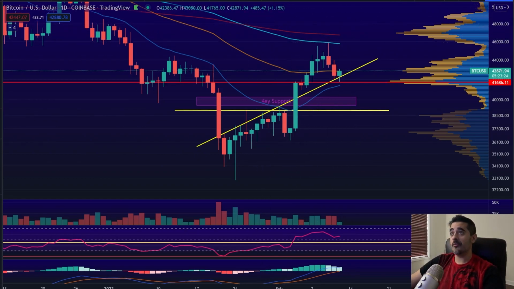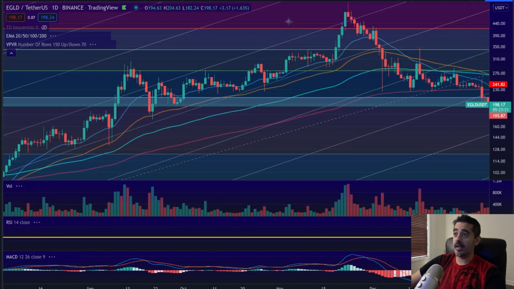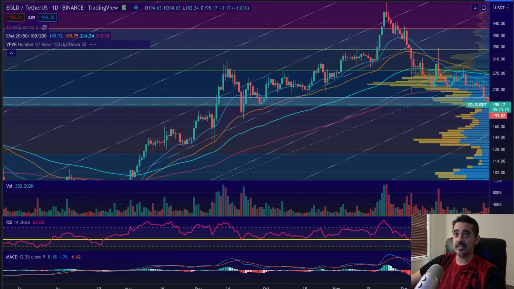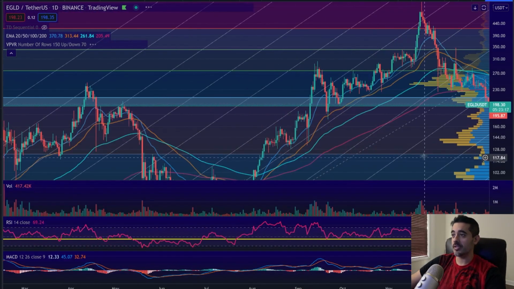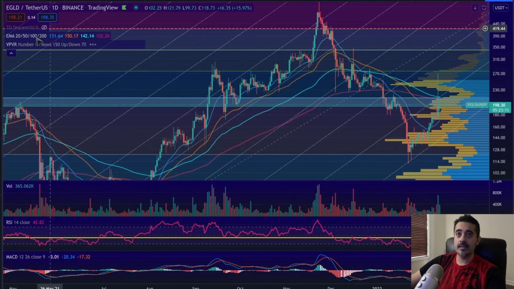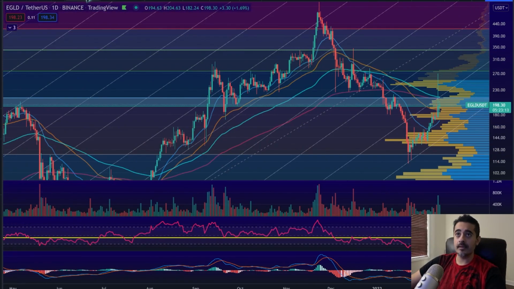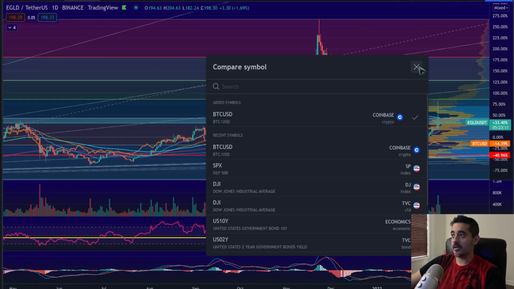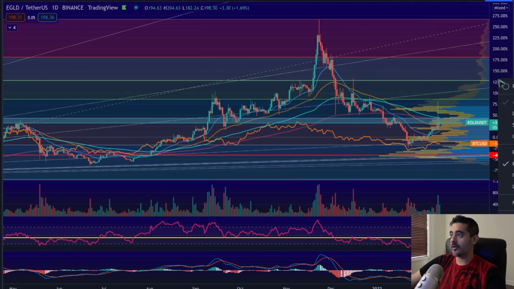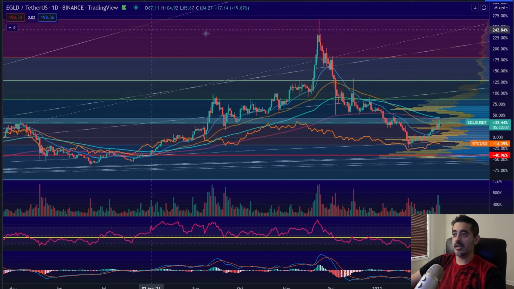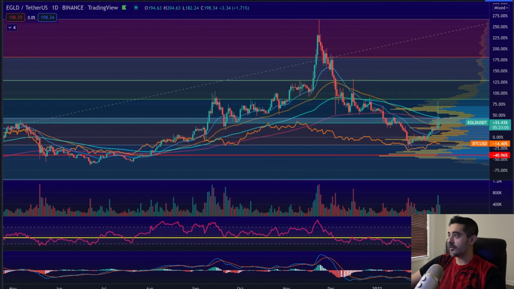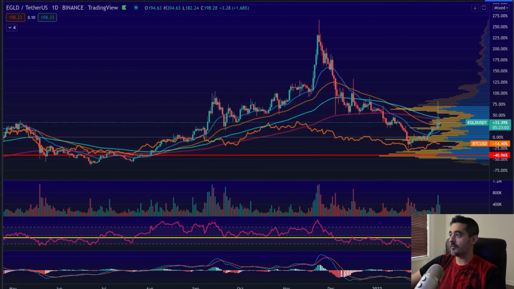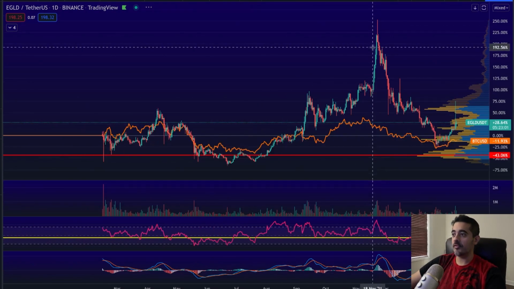Okay, so now we're going to move on to EGLD, all right? And with EGLD, we're seeing a couple of interesting things. The first thing that I want to show you is this. I'm going to add the Bitcoin chart here, and we are going to show this by percent. Now what we're going to do is get rid of our regression lines, our Fibonacci, and our moving averages.